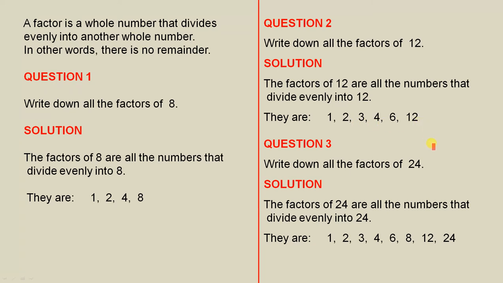Question 3. Write down all the factors of 24. The solution? The factors of 24 are all the numbers that divide evenly into 24. So we have 1, 2, 3, 4, 6, 8, 12 and 24.